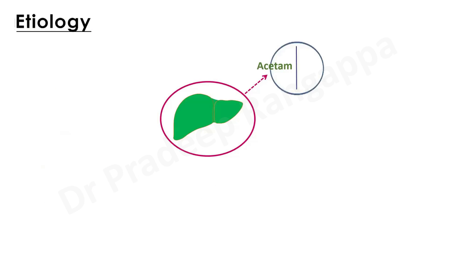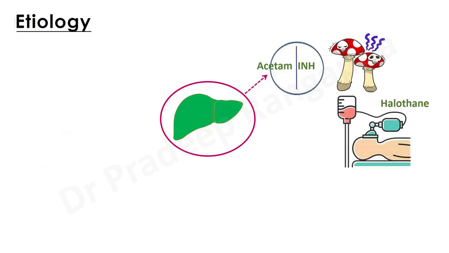When we look at the etiology, there are multiple causes. The predominant cause one would obviously reconcile to is drug-induced. Acetaminophen or paracetamol is the commonest cause. INH is also one of the implicated causes, and mushroom poisoning or Amanita phalloides, one species of mushroom which causes poisoning. Wherever you read about liver failure, these are very commonly cited etiological factors. Halothane is also a common agent cited as a cause of liver failure. But what we see in regular practice is acetaminophen or paracetamol overdose.